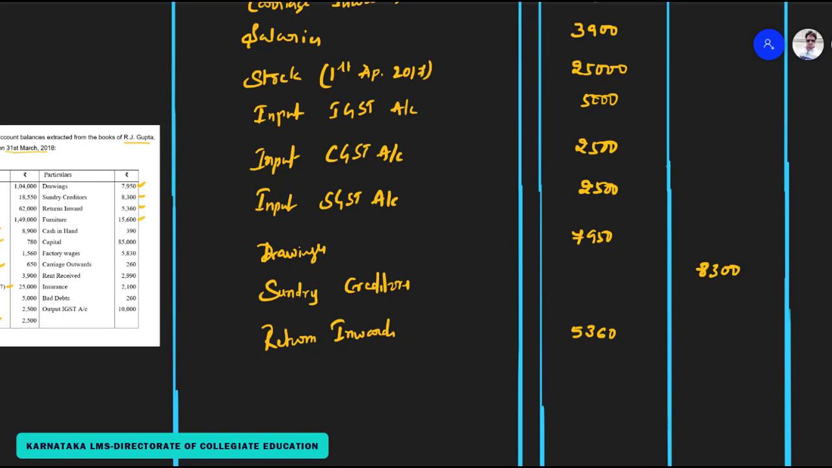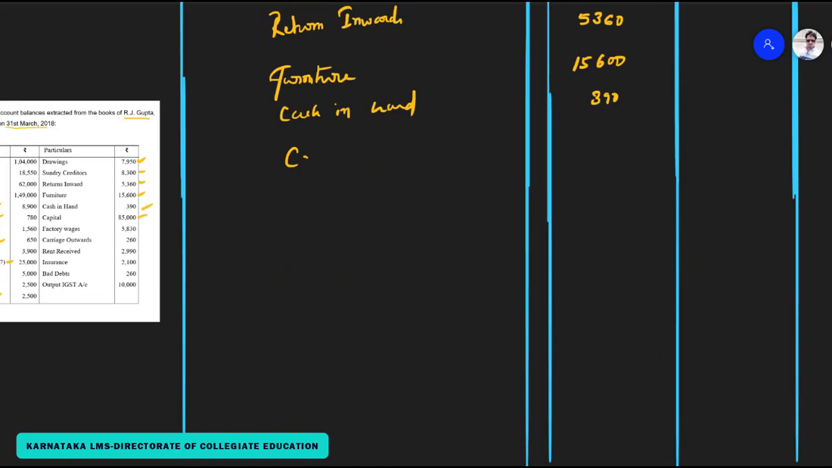And next thing is furniture. Furniture is an asset, so debit side 15,600. And next, cash in hand, so it's an asset, so on the debit side 390. Next thing is capital. So capital will be on the credit side rupees 85,000.